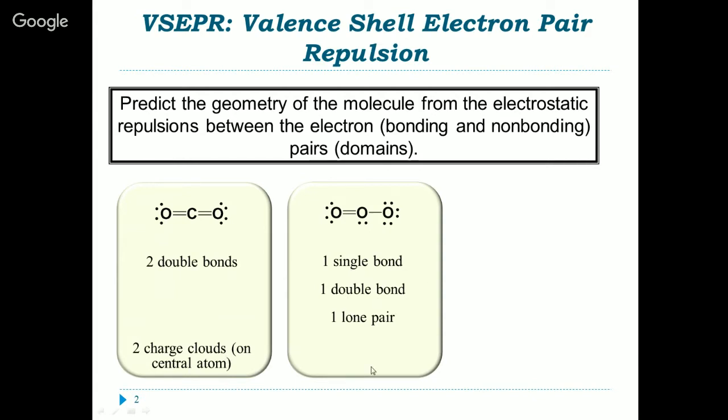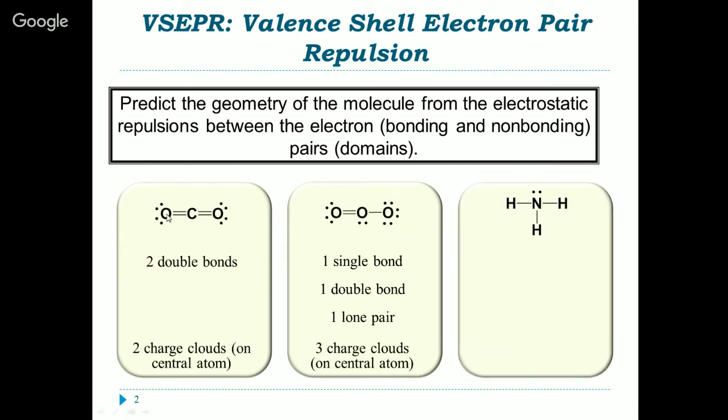So how does this affect the shape? We have a total of 3 charge clouds, or 3 total pairs of electrons around the central atom. Remember, when we see double bonds, we treat them as if they're a single bond because they're located in the same space. We can look at ammonia here. So I have, once again, 3 bonded things and 1 non-bonded thing. 3 single bonds, 1 lone pair, 4 total charge clouds on the central atom. So how do these different things affect the overall shape of the molecule?